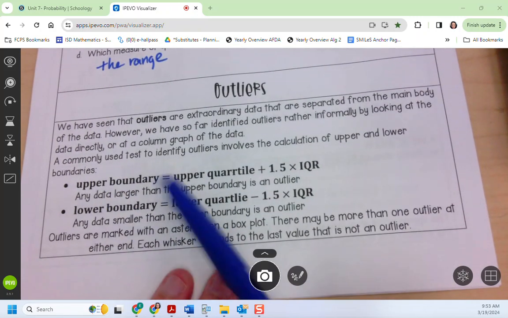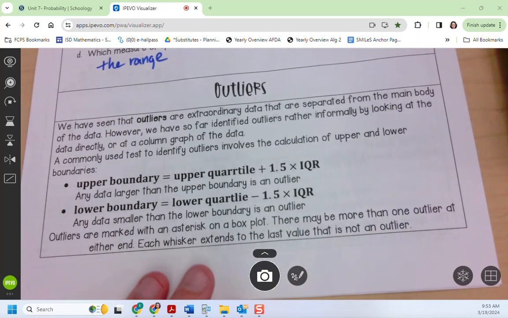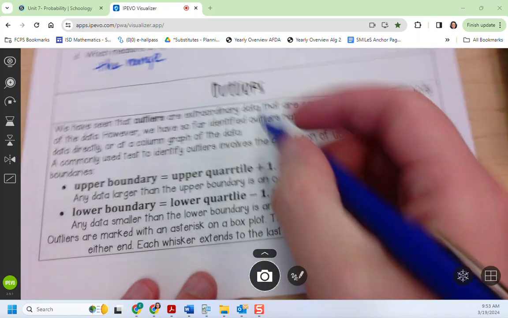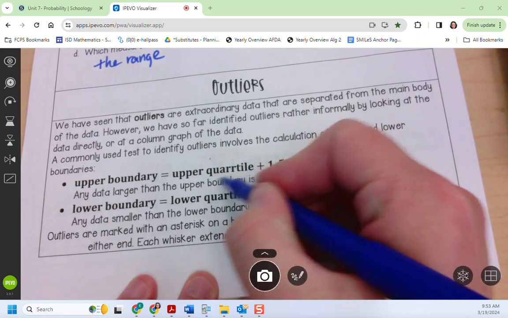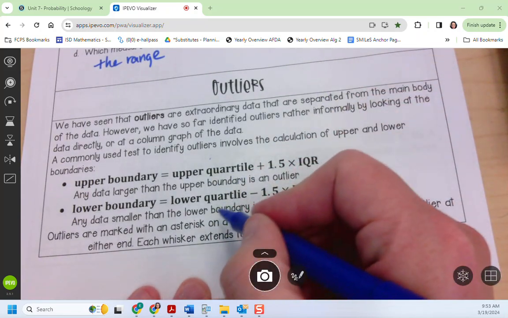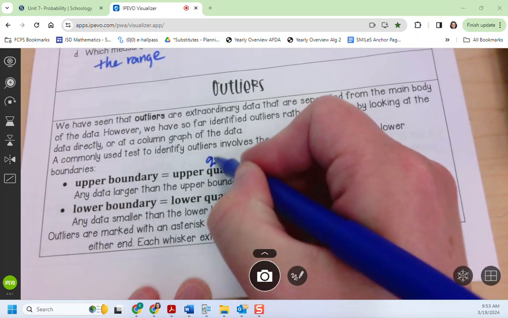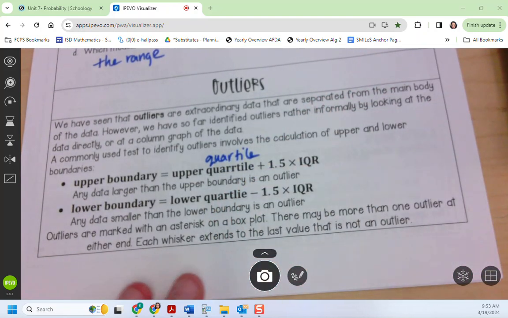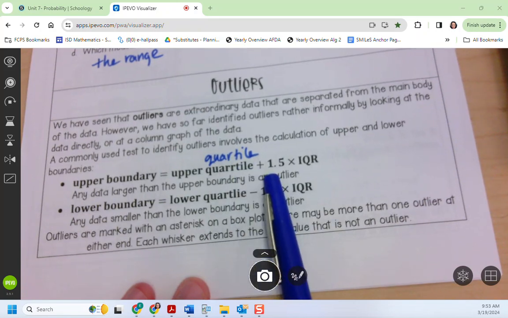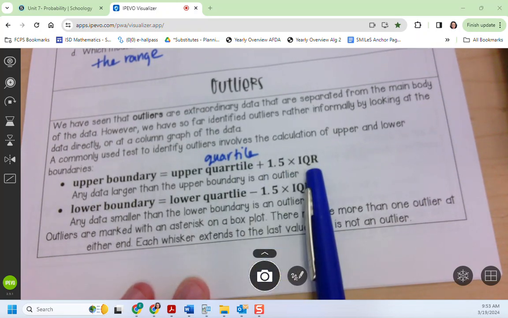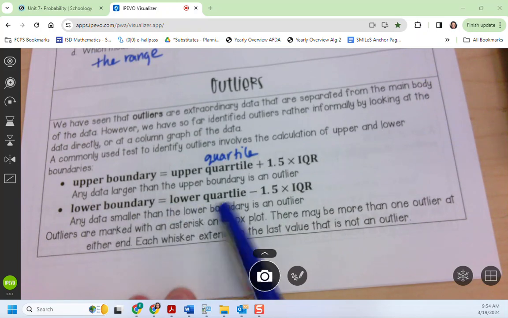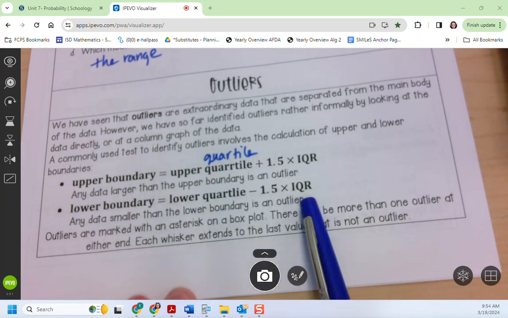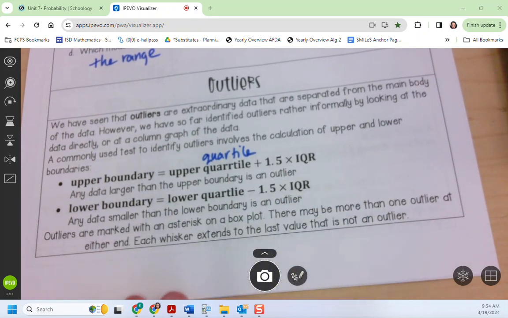The upper boundary is the upper quartile. Oh, here's two wrong ways to spell quartile. The right way to spell quartile is the third one. So the upper boundary is the upper quartile plus 1.5 times the interquartile range. The lower boundary will be the lower quartile minus 1.5 times the interquartile range. And that will tell you about where your data should be. So if you have something outside of that, we're going to call that an outlier.